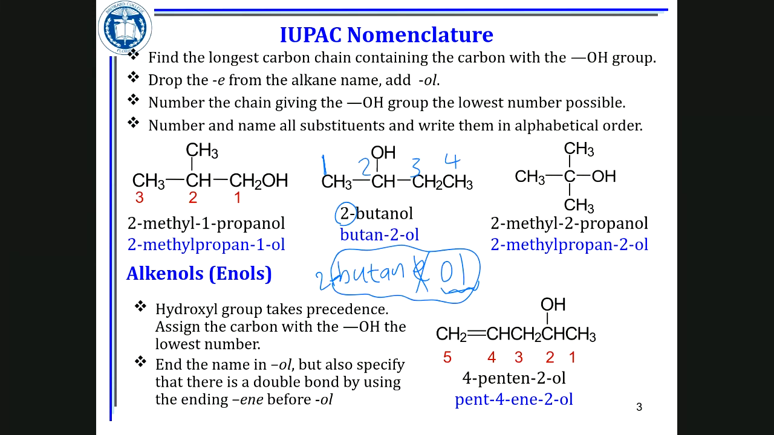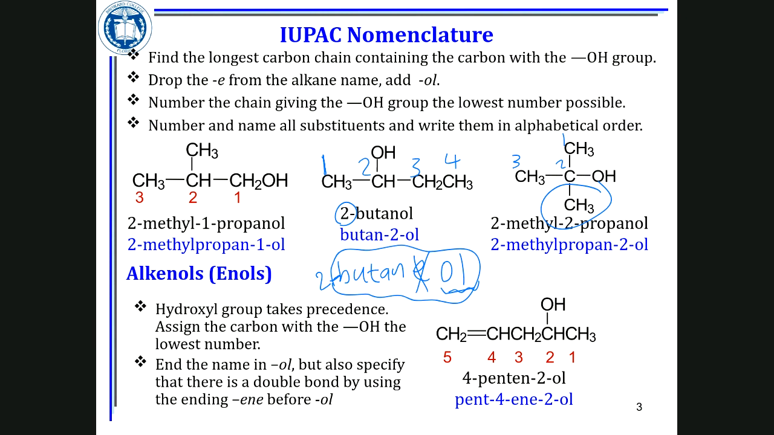For this compound, it doesn't matter which way you go. You start from either one of these methyl groups to number it. OH is going to be on carbon number 2. So it's going to be 1, 2, 3 or 1, 2, 3. Because it doesn't matter which way you number it, you can pick any direction. And the OH group is on carbon number 2. You also have a methyl group that did not take the number. So the methyl group in this case is going to count as a branch.